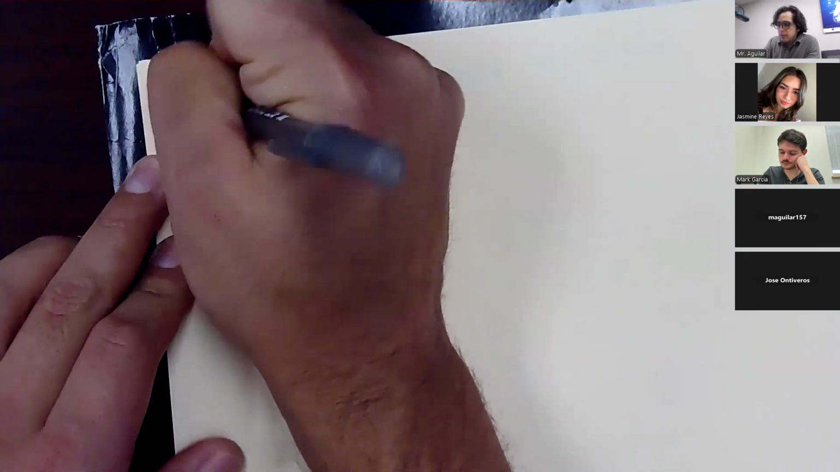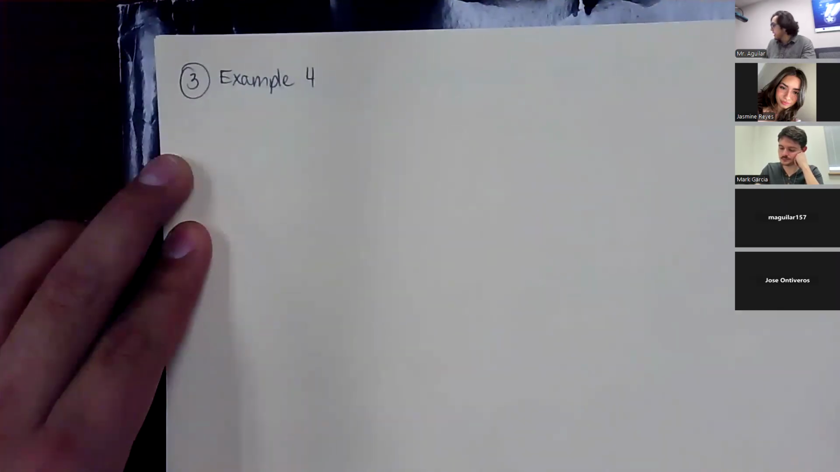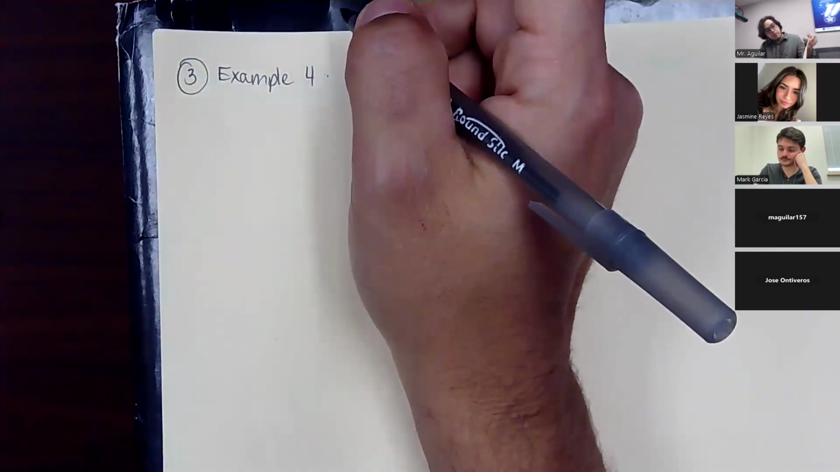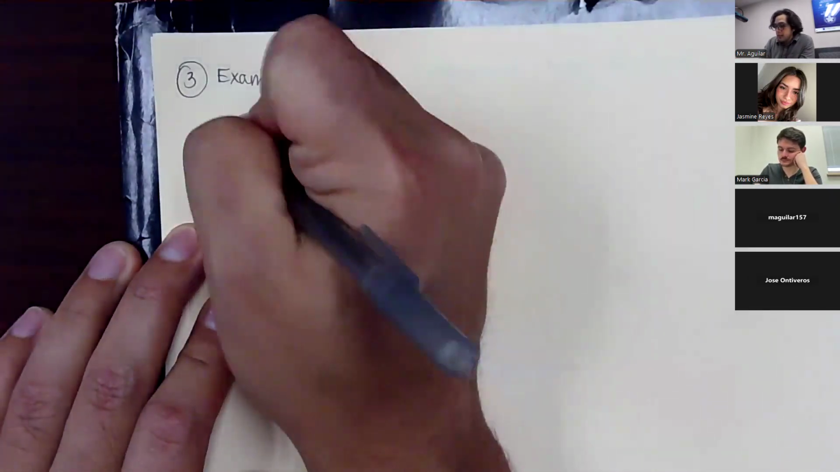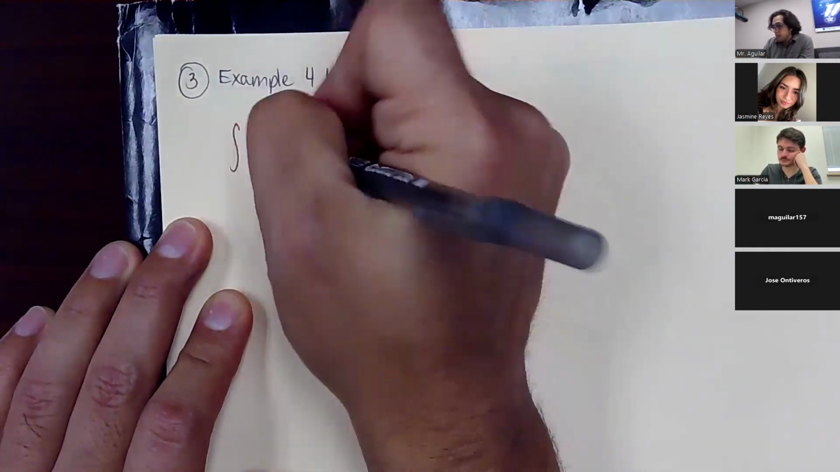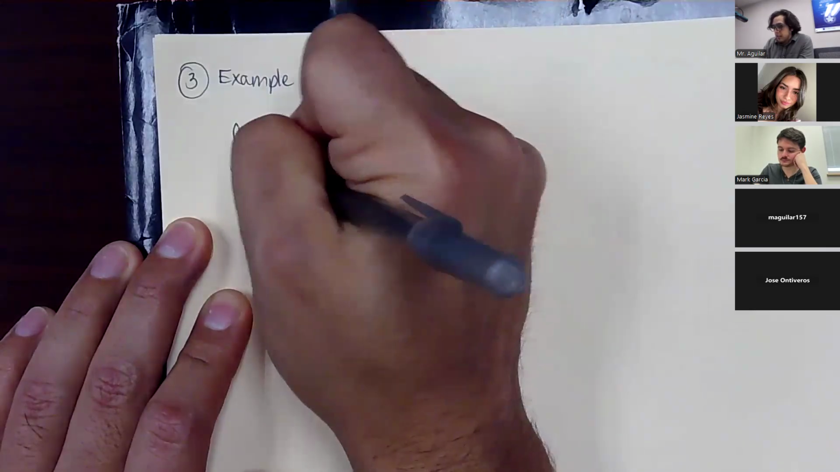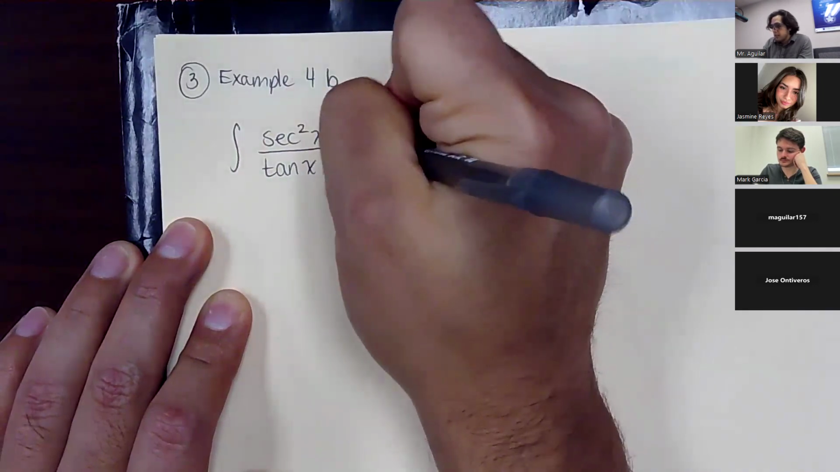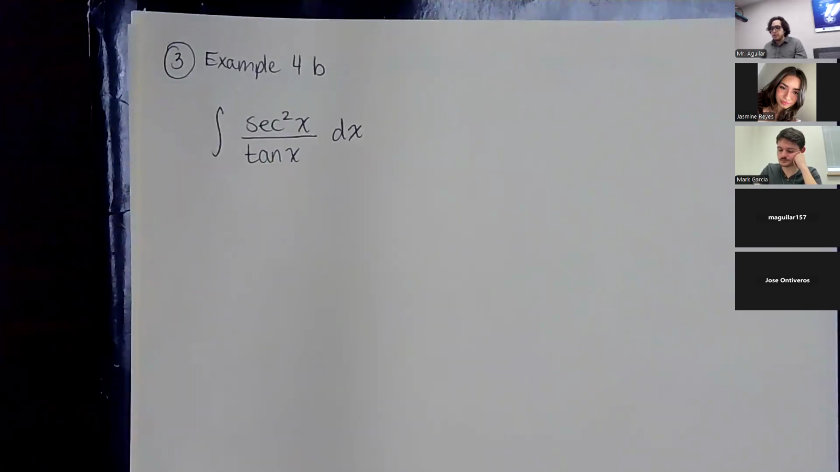Okay. This is example 4 from the book, but I'm just going to write it as number 3. And that is going to be 4. I say I want to do 4a, b, and that is the integral of secant squared over tangent x dx. Okay. So it's kind of the return of our trig functions.